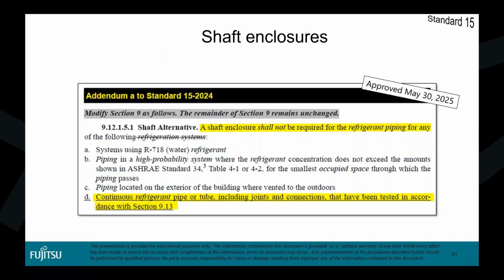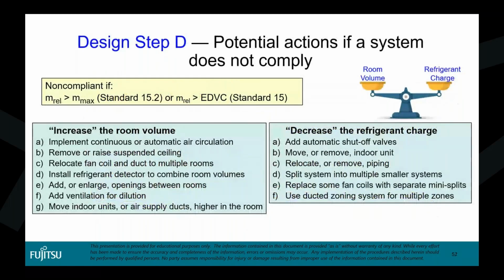So at the end here, we're going to look at what you do if you don't comply. Well, if you don't comply, you are above a limit, whether it's EDVC or Mmax. And to me, it's like a balance between the room volume and the charge. That's not proper if you don't comply.